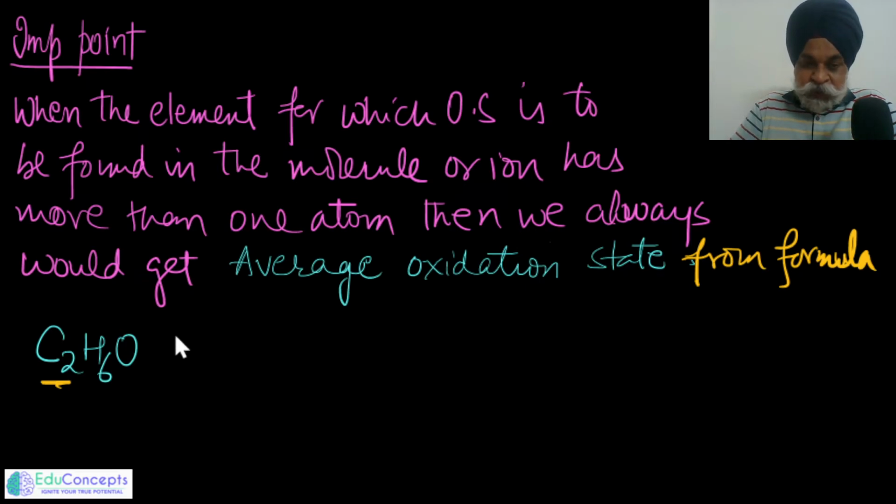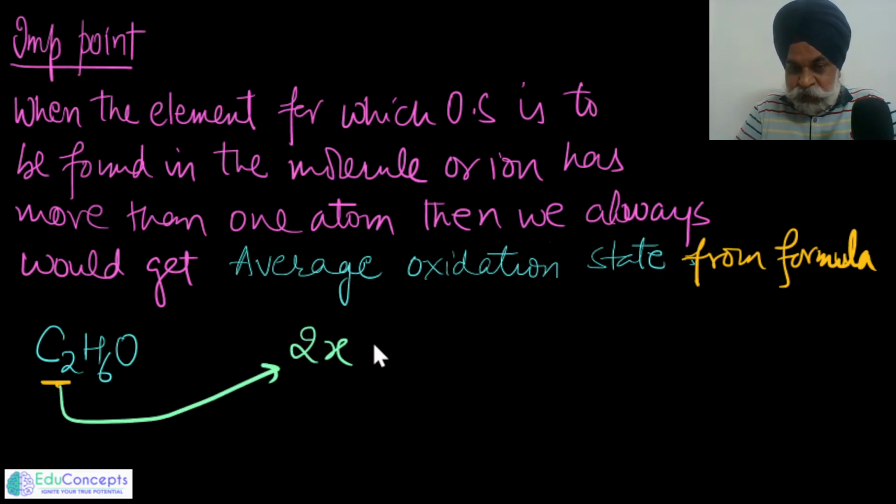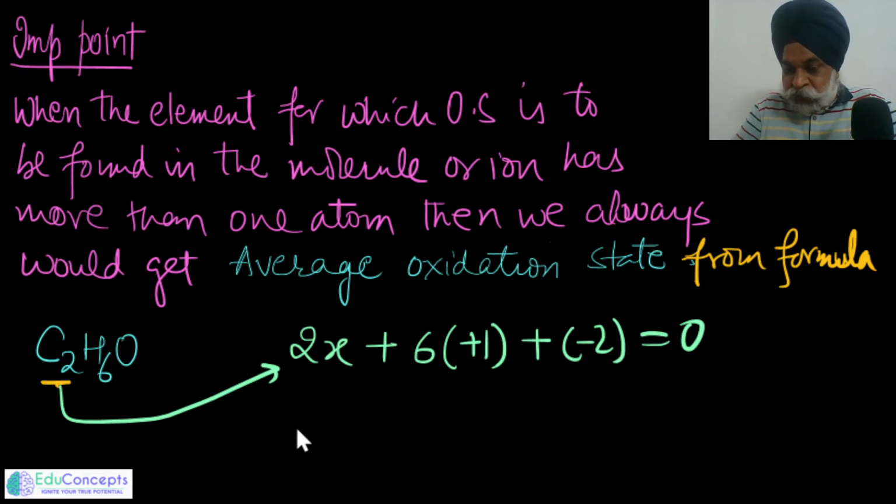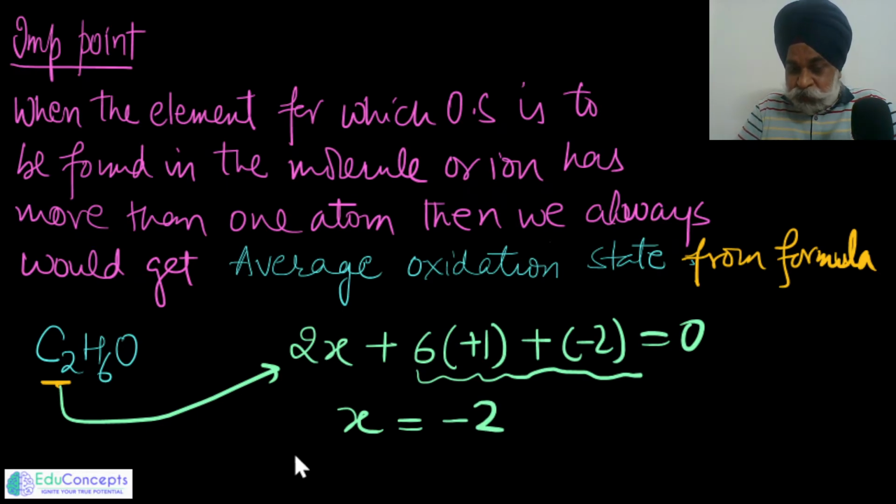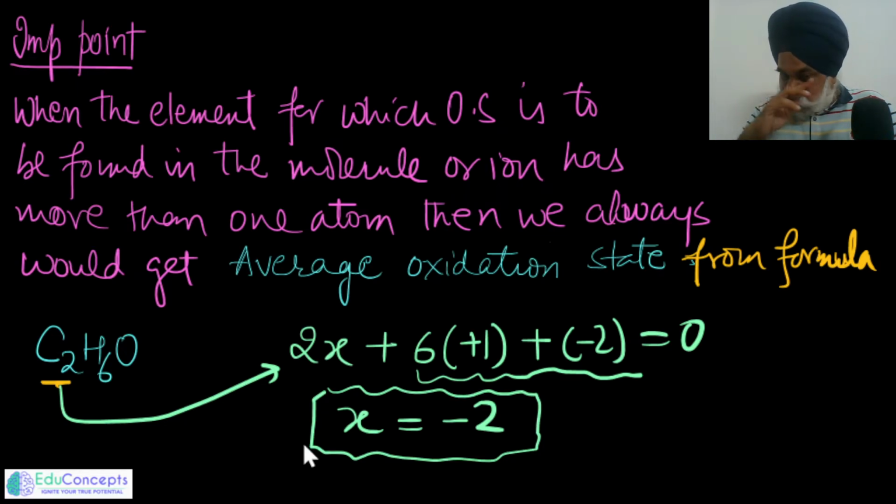What does it mean? Now, if I do 2x, for which I wanted to find the oxidation state, plus 6 into plus 1 plus minus 2 equal to 0. So this comes out to be plus 4 and this comes out to be minus 2. So the oxidation state for the carbon in this particular compound comes out to be minus 2.